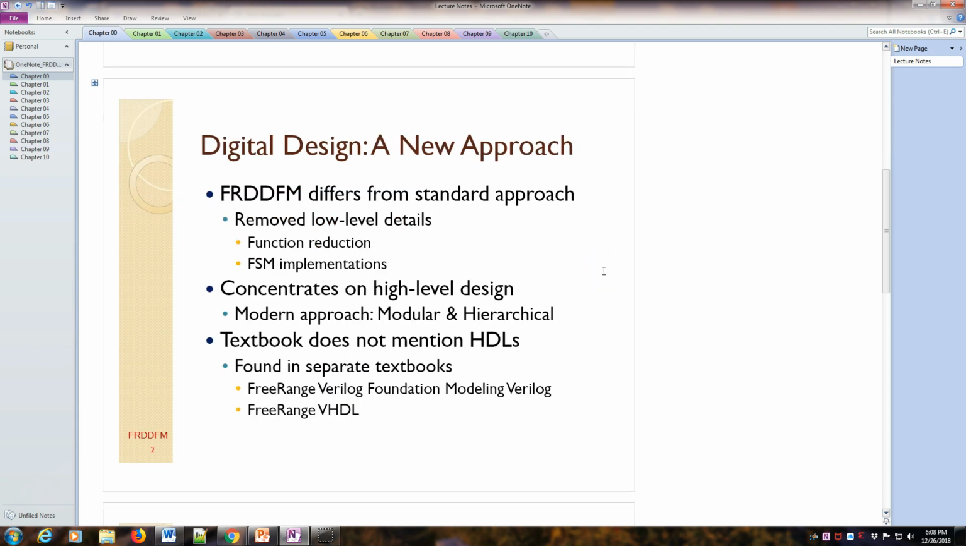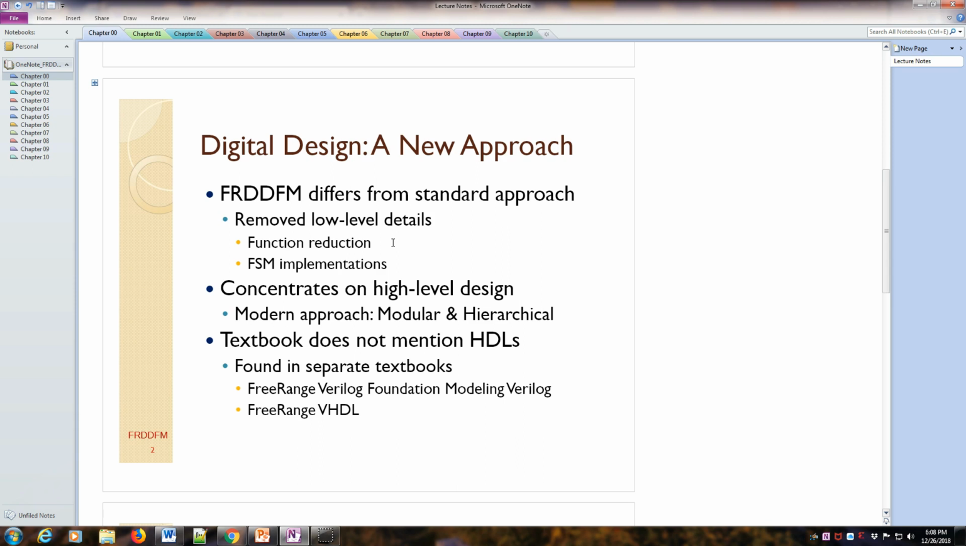So this approach to digital design, I think it's a new approach. It differs significantly from other approaches. Here's a brief description of that. Primarily, I've removed a lot of low-level details. Particularly, a lot of textbooks are focused on reducing functions and representing functions in as many ways as possible. And in particular, if you know anything about digital design, I got rid of K-mapping, or Karnaugh maps, for those of you who don't know.